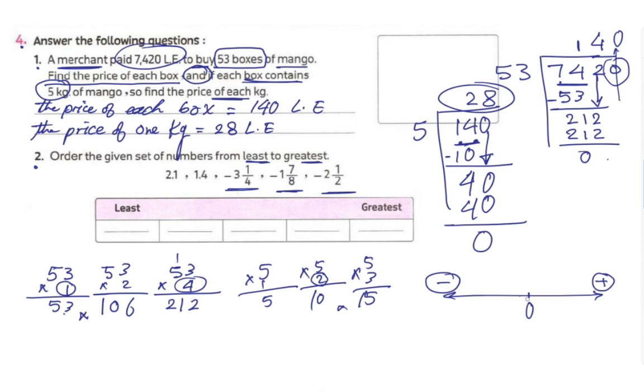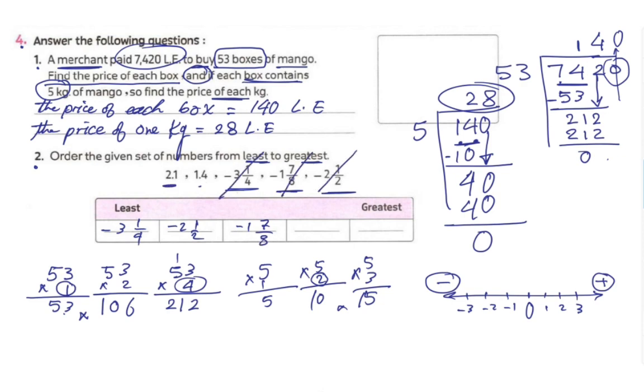Negative 3, because negative 3 is to the left of all of the values. So the smallest one is negative 3 and 1/4. Negative 3 will be here, negative 2 will be here, negative 1 and here 1, 2, 3 and so on. So negative 3 is to the left of all digits. So the least one is negative 3 and 1/4, and after it negative 2 and a half, and after it negative 1 and 7/8. Okay, we finished the negative numbers.